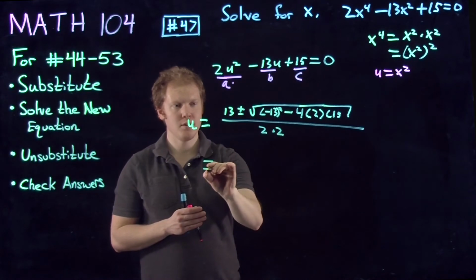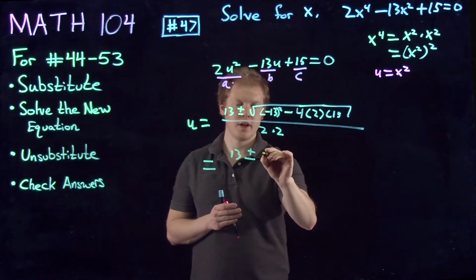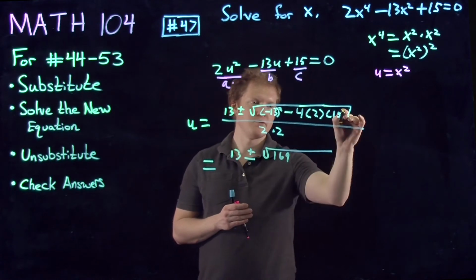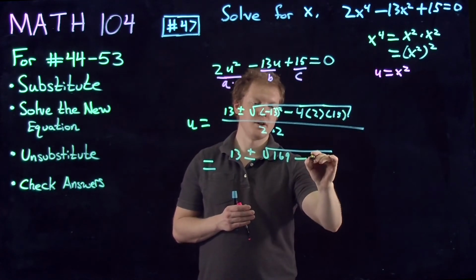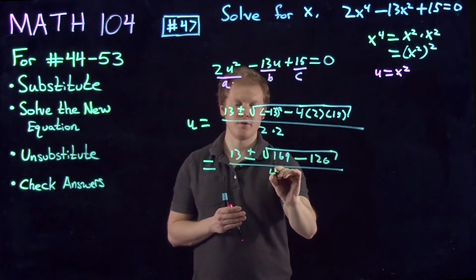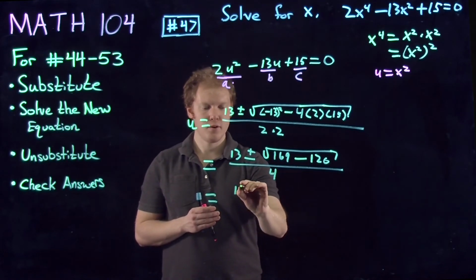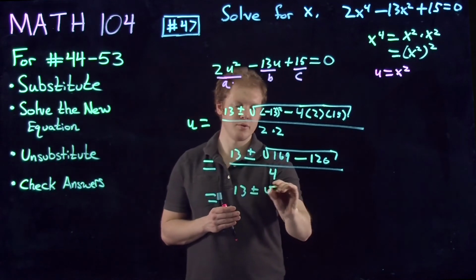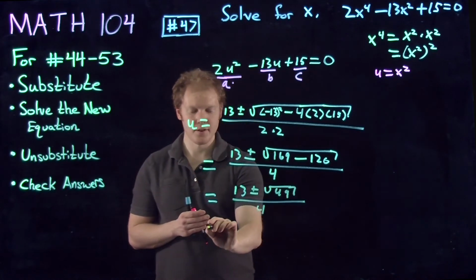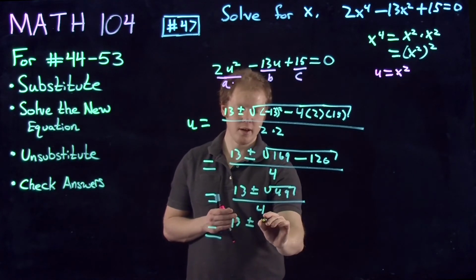So we can simplify this a little bit, and we will get 13 plus or minus the square root of negative 13 squared, which is 169, minus 4 times 2 times 15, which is 120, and that, of course, is all over 2 times 2, which is 4. So we can simplify this a little further, and we will get 13 plus or minus the square root of 49, all over 4.